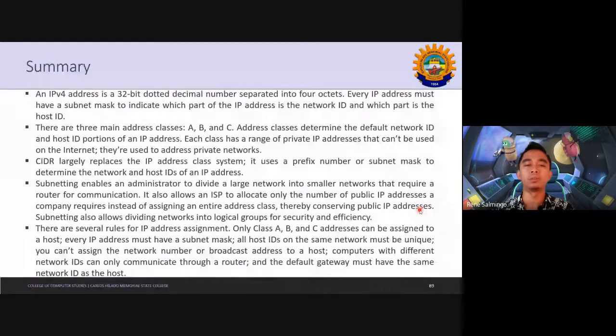There are several rules for IP address assignment. Only class A, B and C addresses can be assigned to a host. Every IP address must have a subnet mask. All host IDs on the same network must be unique. You cannot assign a network number or broadcast address to a host. Computers with different network IDs can only communicate through a router, and a default gateway must have the same network ID as the host.